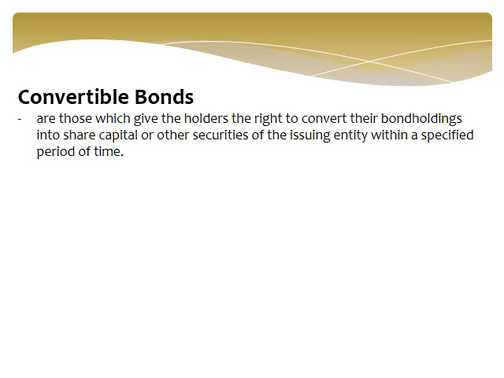Convertible bonds are those which give the holders the right to convert their bond holdings into share capital or other securities of the issuing entity within a specified period of time. Another example of compound financial instrument is convertible bonds. From the word convertible, yung bonds mo, pwede mong i-convert.